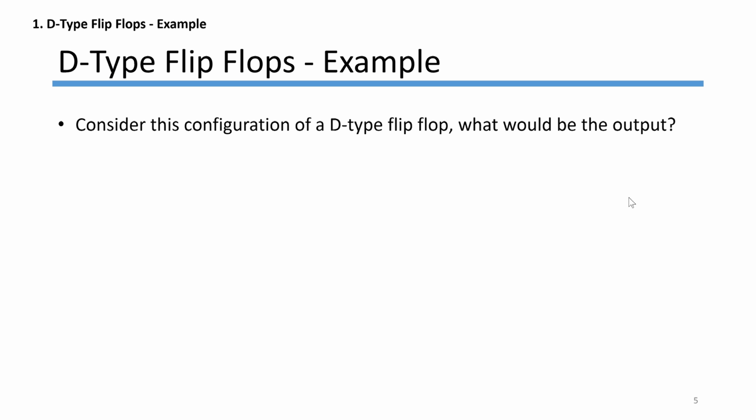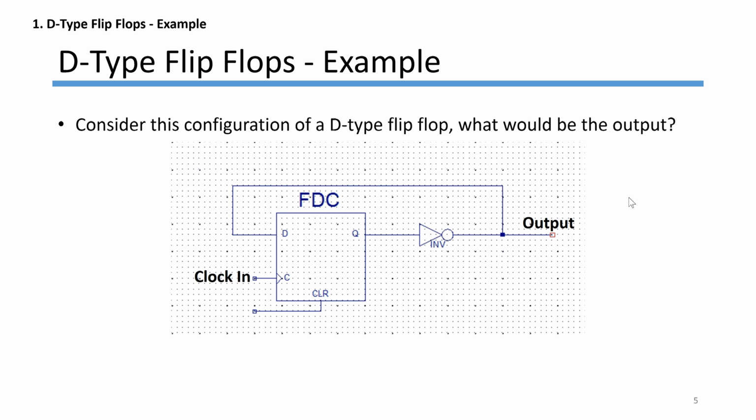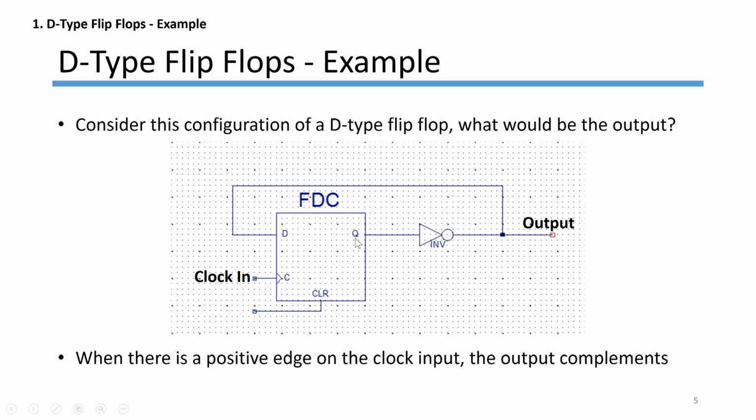Now let's consider this configuration of a D-type flip-flop. What would be the output? As you can see over here, you have your clock in, and on your output, the output is inverted and fed back into your input. Now the output over here is still inverted because it is to the right of the inverter. However, if this inverter was in this feedback loop, your output would then be the true output of your D-type flip-flops. But in this case, when there is a positive edge on the clock input, the output complements.